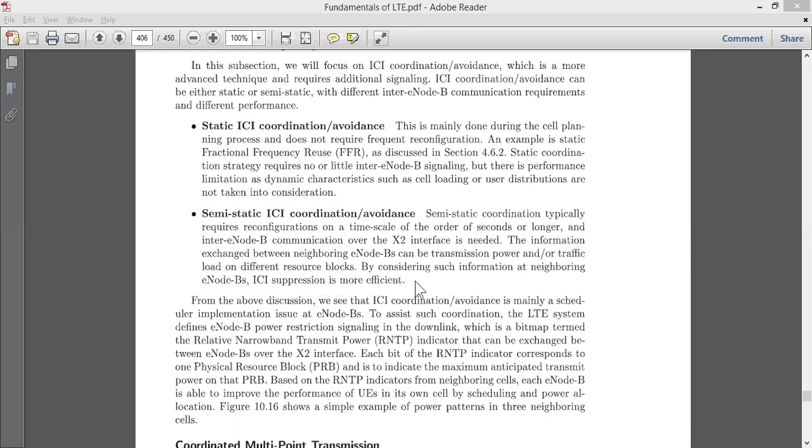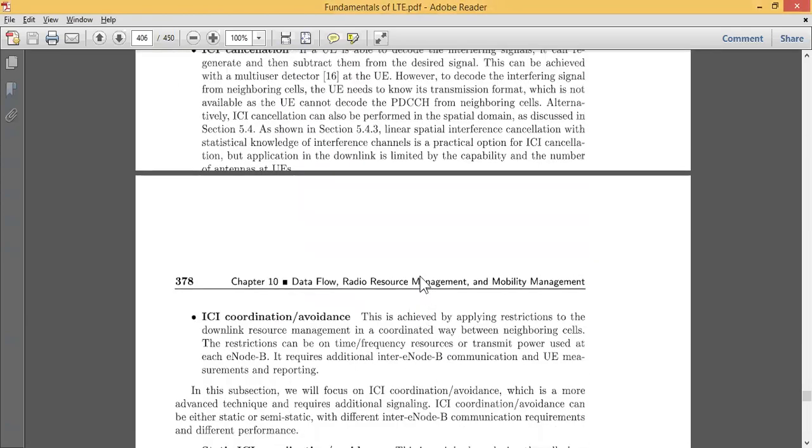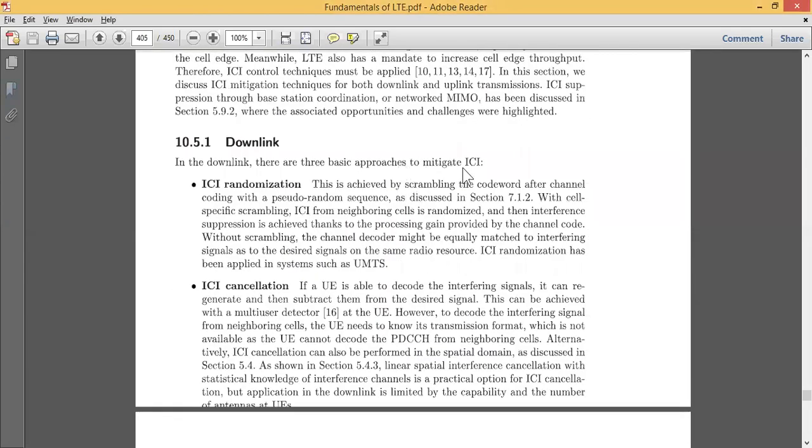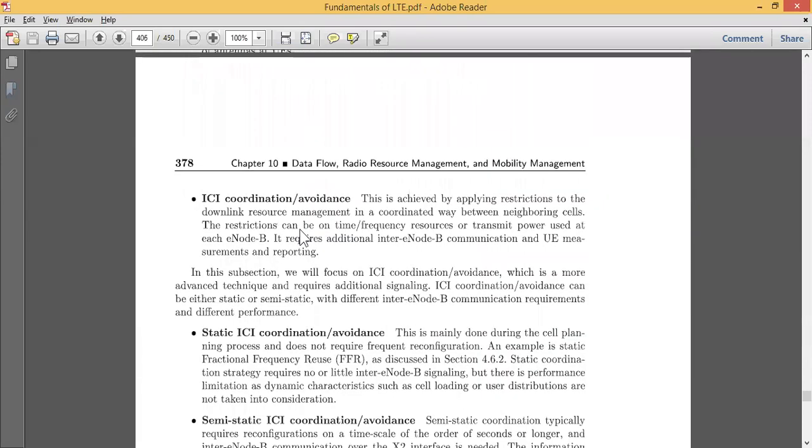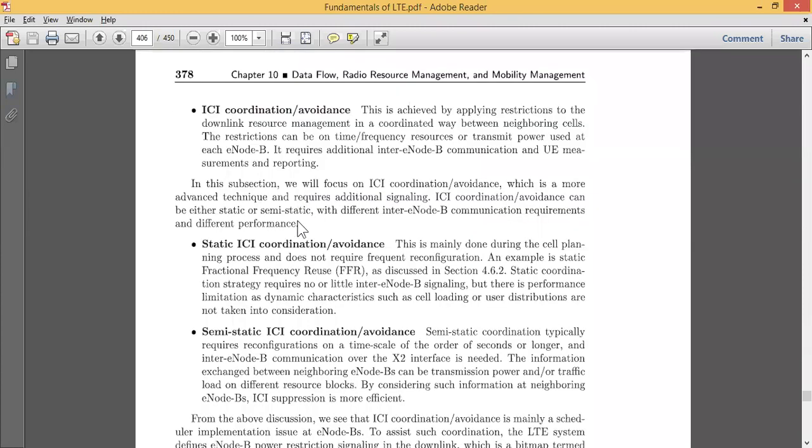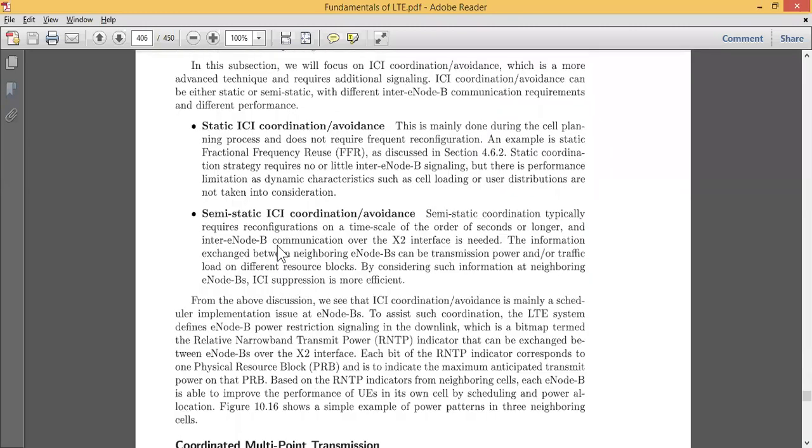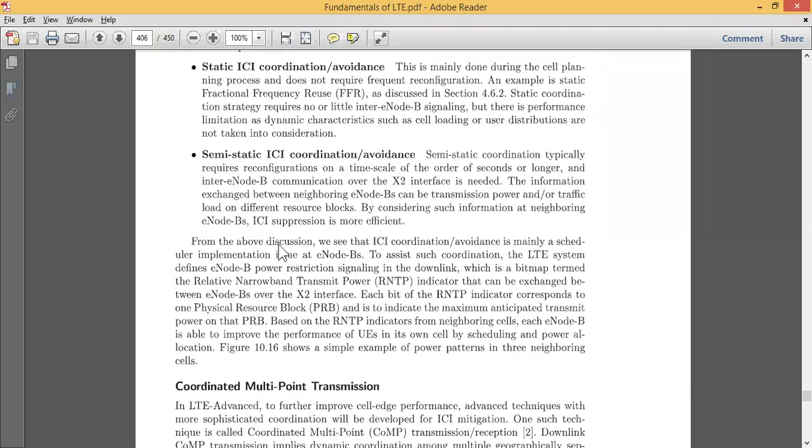In this way we go for the downlink, which has the three main ICI approaches, as we call them. So whenever the question is asked based on the downlink, explain the three basic approaches. You explain what is randomization, what is ICI cancellation, and then ICI coordination or avoidance. In that, you also explain what is static and semi-static coordination or avoidance.